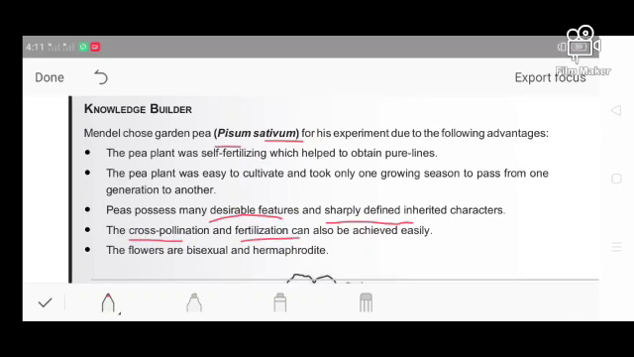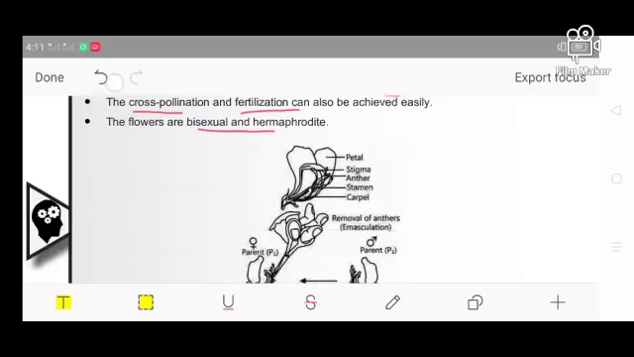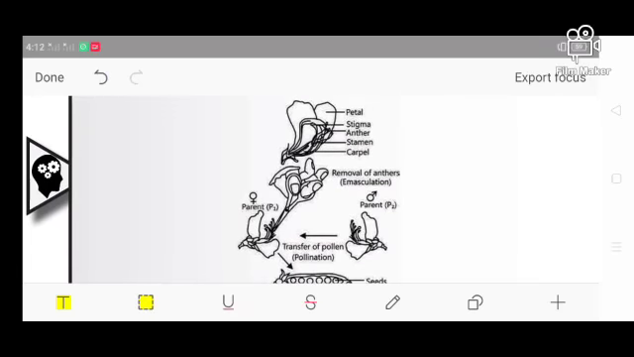It has some importance. The flowers are bisexual and hermaphrodite. Because the flowers are bisexual and hermaphrodite, it helps them with self-pollination only. So this is the general structure of the Pisum sativum flower.